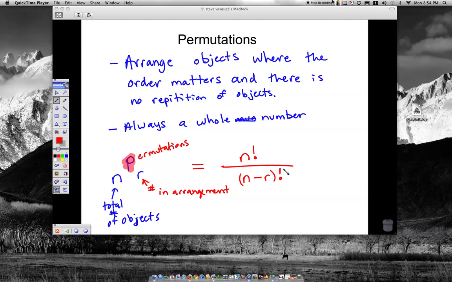We're going to need to use our notion of factorial from the factorial video, where it's the number times all the smaller numbers below that up to 1. Let's take a look at a possible example. It's an arrangement of objects where order matters and there's no repetition of objects.